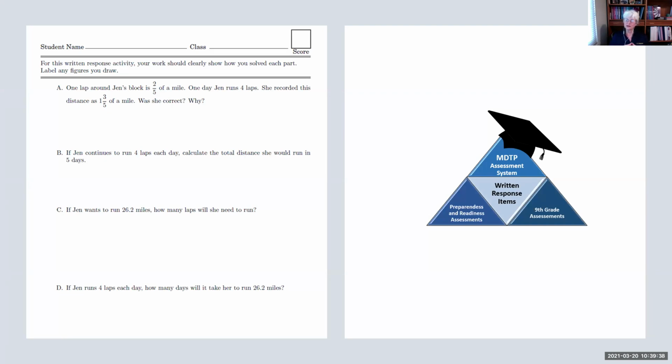Another quick note about the written response items and our written tests. We write these items with the expectation that students are not using a calculator. Again, depending on the level of the school and what your objective is, that's a decision that you can make as a teacher. For me, I've used this item.